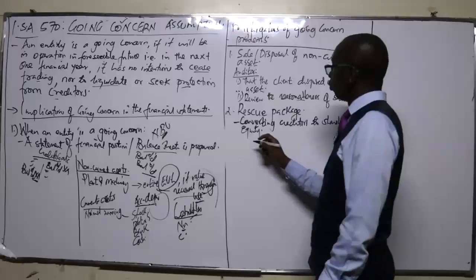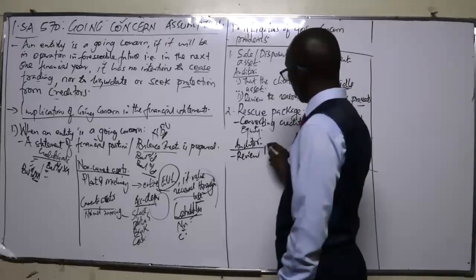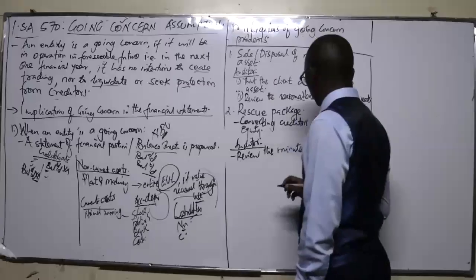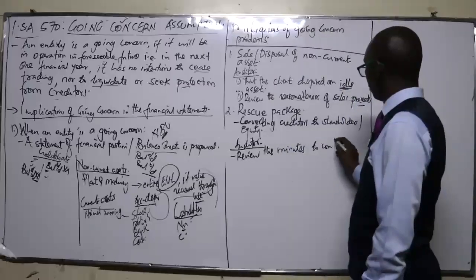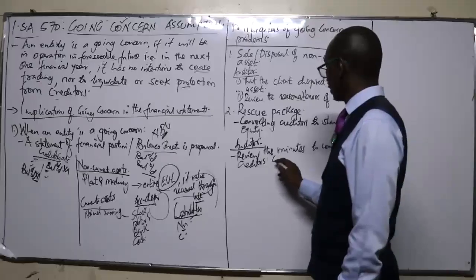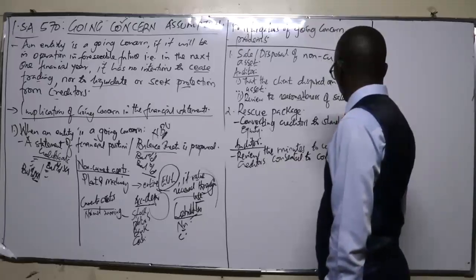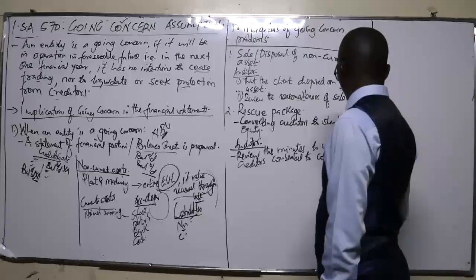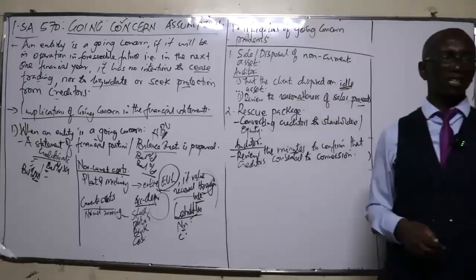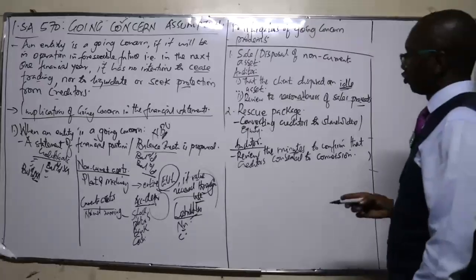So what do you need to do as an auditor? Review the minutes. Use the minutes to confirm that creditors consented to conversion. It could have been a meeting during the AGM. It could be creditors' meetings. Access those minutes showing that they agreed to be converted to equity.